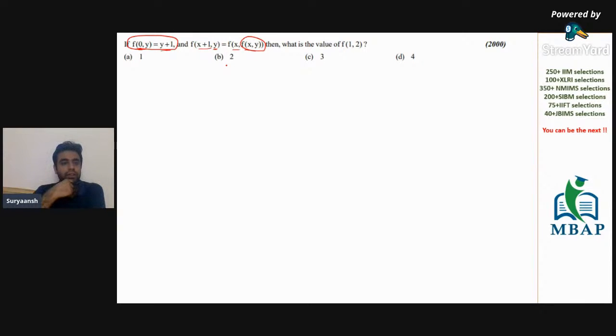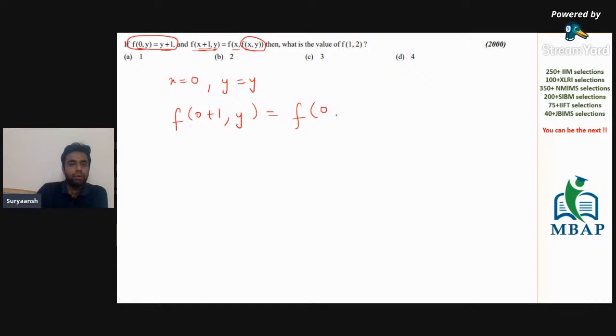So what we'll do first is put x equal to 0 and y equal to y. In this case, we'll put x equal to 0. So what we'll get here is f of (0 plus 1, y) would be equal to f of (0, f of (0, y)).